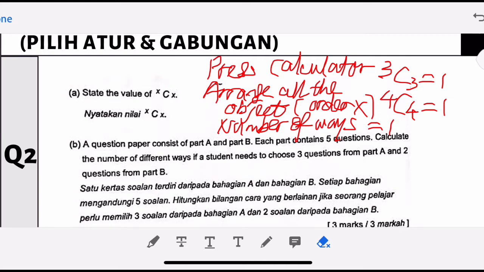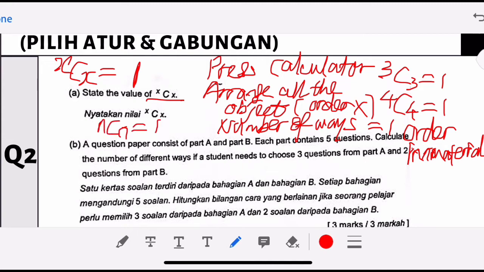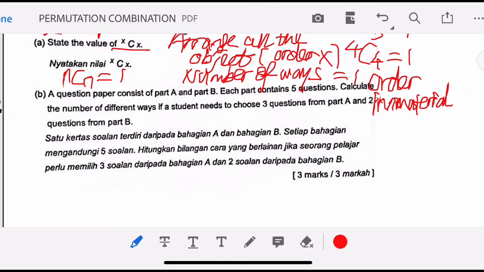Got it? The word arrange means you place in order, so arrange means the order is important, so it becomes permutation. If arranging whereby order is not important, that is combination, right? For combination, order is immaterial. Immaterial means not important. Understand? So XCX is actually 1. The X is a number, so you know how to apply it. Even NCN is also 1, right?